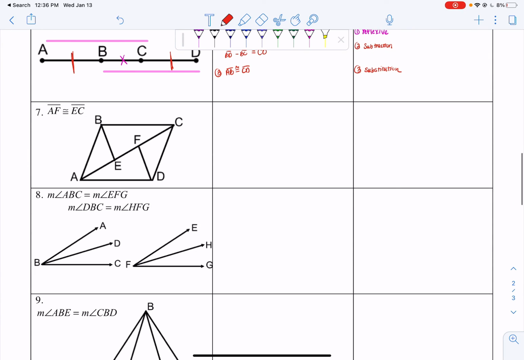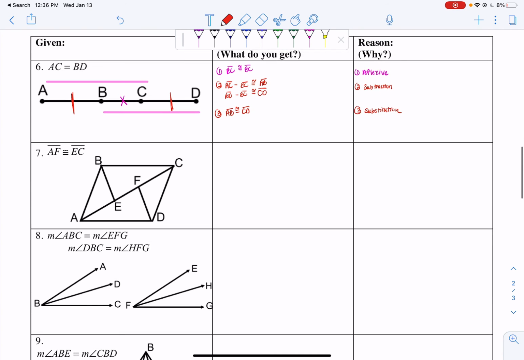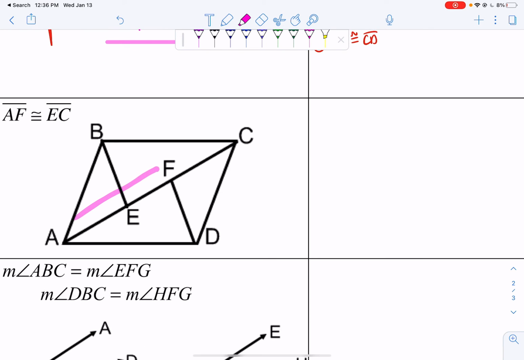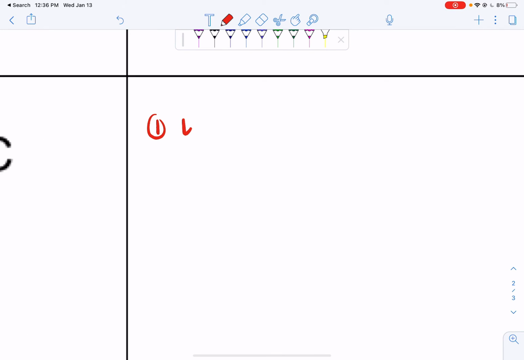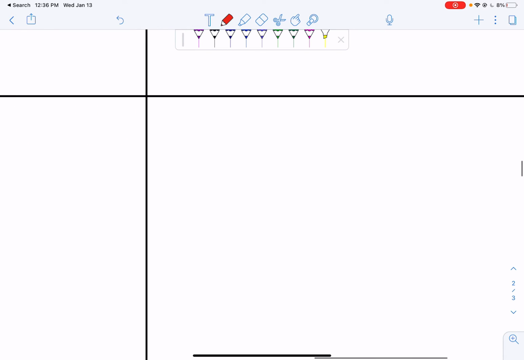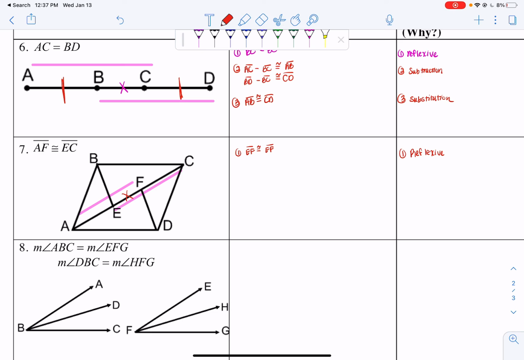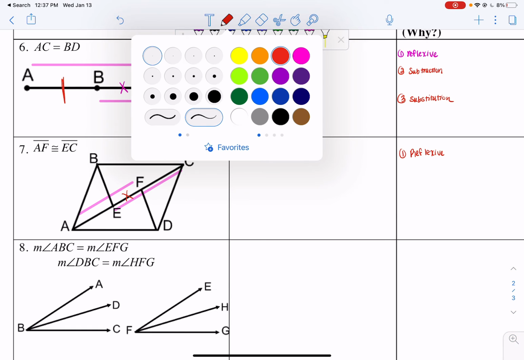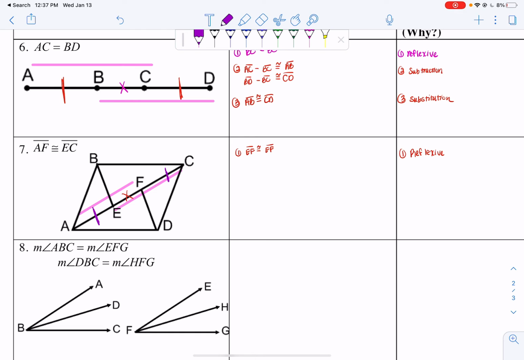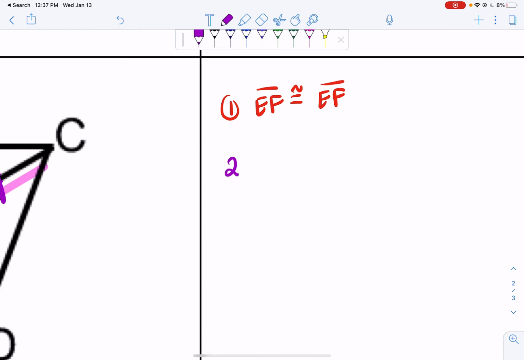Let's go on to our next example. In number 7, I have AF congruent to EC, so I have a whole congruent to a whole, and if you look, there's overlap right at EF, so I can say EF congruent to EF, reflexive. Now, I can show that AE and FC are congruent. And I can do that by basically taking away EF from my whole and EF from my other whole. So when I take away EF, that's my subtraction.